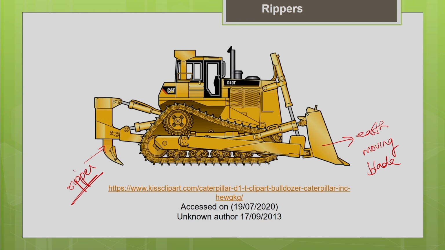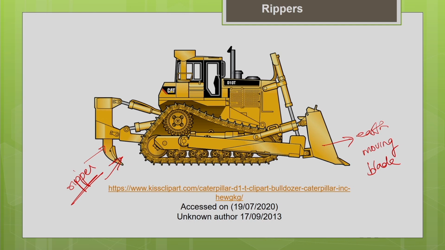So for example, particularly for hard terrain, if it is going to be a consolidated clayey terrain, first use a ripper and loosen the earth with the help of the ripper. Once you loosen it, then use the earth moving blade and push the earth. You can follow this sequence so that you can enhance the productivity of the job.